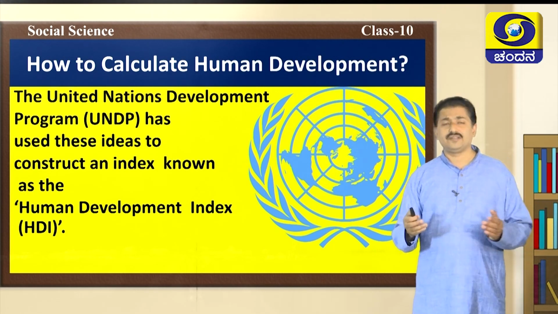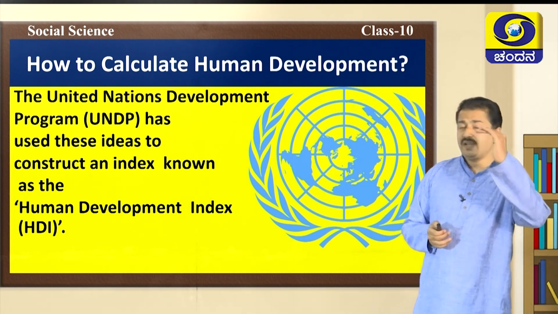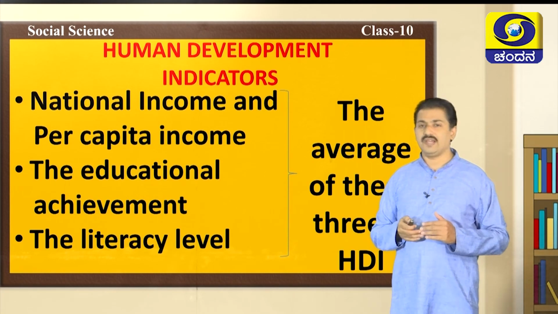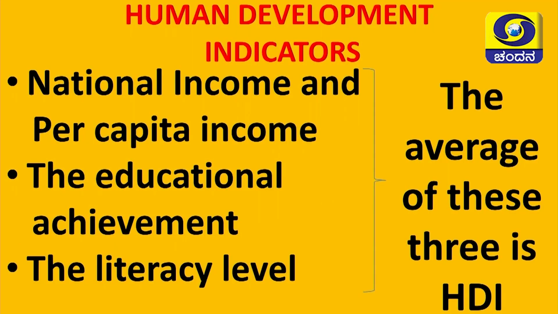How to calculate human development? Now, I take you to the new topic called human development. What is human development? According to United Nations Development Program, that is UNDP, they have used an index to know human development. What is that? That index is called Human Development Index, in short acronym we call HDI. What is that HDI? Human Development Index is shown here.